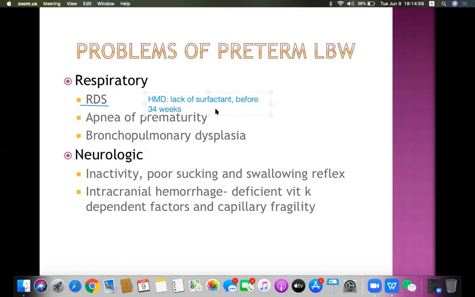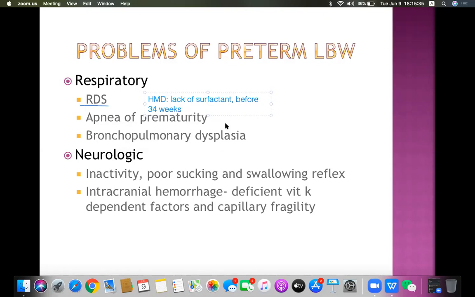Now, one small discussion here, maybe many of the students already know, what is the function of surfactant? Surfactant is necessary to decrease the surface tension inside the alveoli. We have to decrease the surface tension, then only those alveoli will remain open. Now, this baby is born and starts to take breath. If, because of lack of surfactant, those alveoli are not opening, then the baby will be breathless. The baby will suffer from respiratory distress syndrome, and this is called respiratory distress syndrome of prematurity.